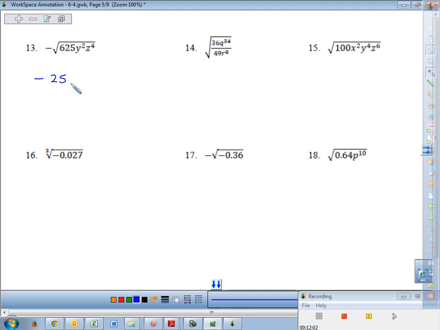What's the square root of y squared? And the square root of z to the 4th is z squared. Make sure you cross your z's. Those are all real simple, fine, and dandy. Everything was a perfect whatever the root was.